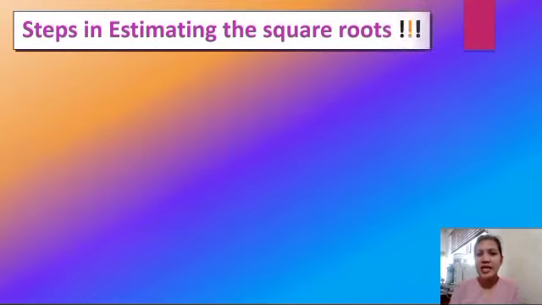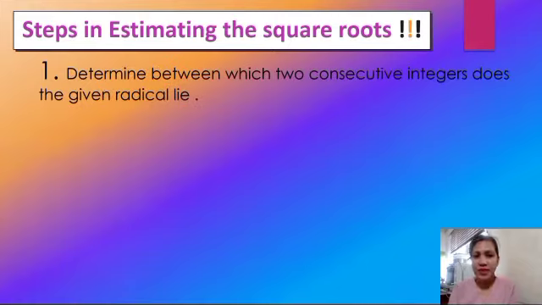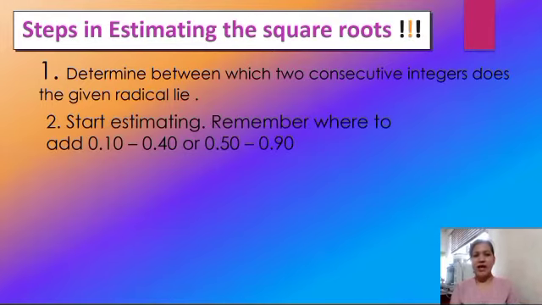Okay, steps in estimating the square roots. Step 1, determine between which two consecutive integers the given radical lies. Ito yung ginawa natin earlier, kung in-identify natin yung integer na magkasunod kung saan yung given radical fall. Next, number 2, start estimating. Ito yung gagawin natin later, i-discuss ko.